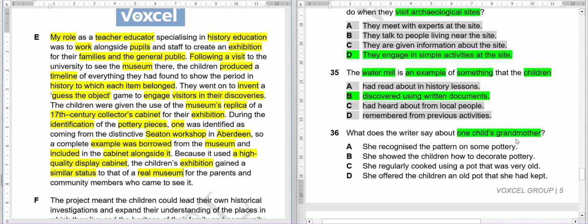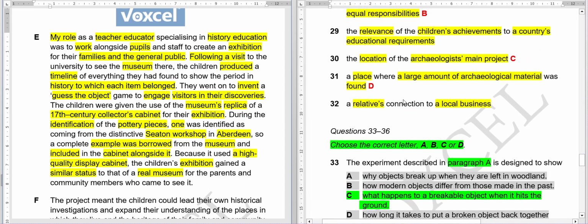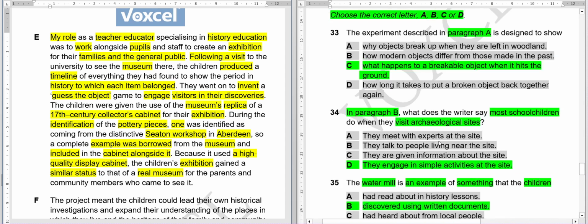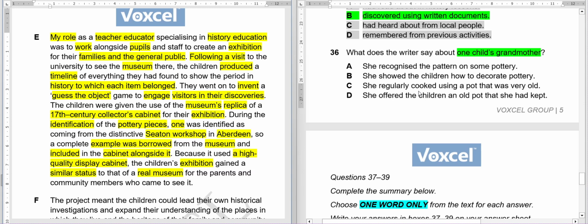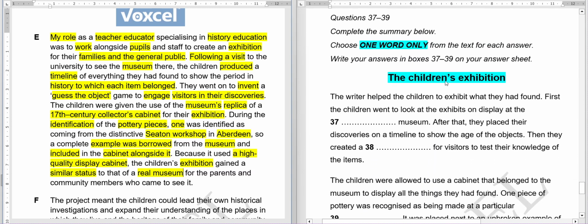One child's grandmother. So I believe wherever that is, there is a relative. So in whatever paragraph has one child's grandmother, I believe we will have the 32 question as well. But let's see. 37th, the children's exhibition. So there is something about exhibition.